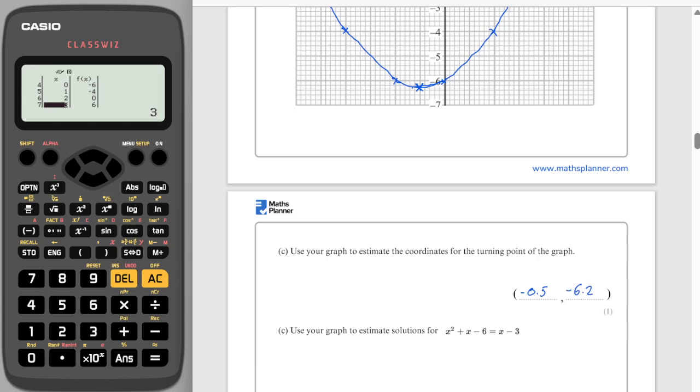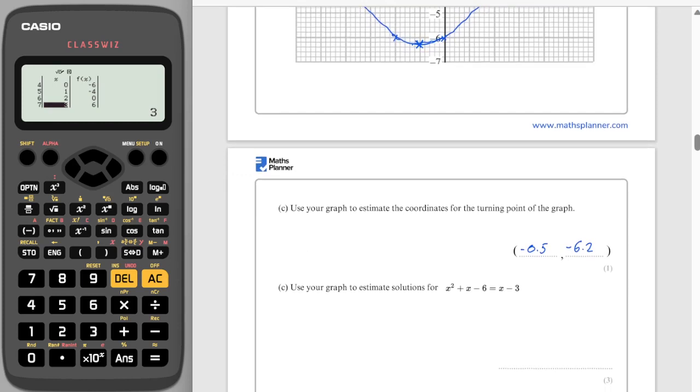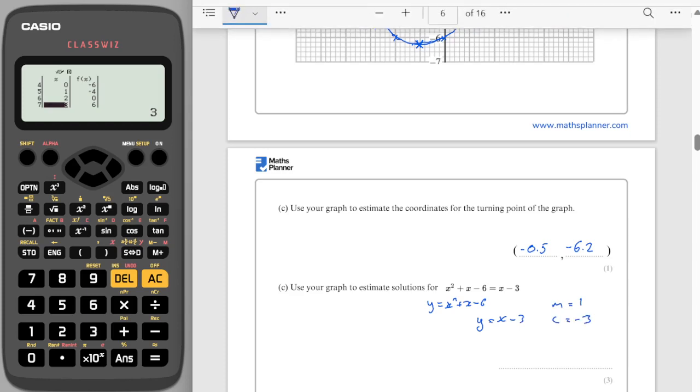Okay, use your graph to estimate the solution of, and then we've got these two graphs compared. So I've already got the graph of y is equal to x squared plus x minus 6. So I need to add to it y is equal to x minus 3. So if I draw that graph, I've got gradient of 1 and an intercept on the y-axis of minus 3. So I can draw that straight away. Let me change my pen colour for this though.